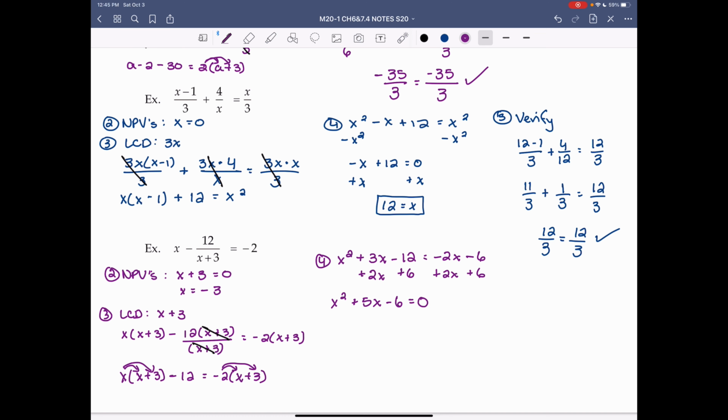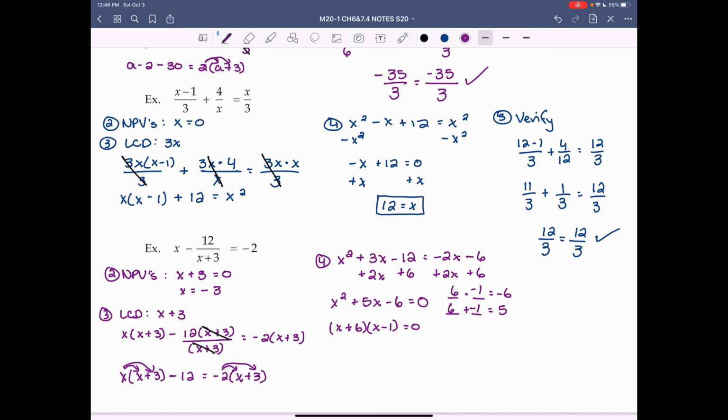Then we want to solve this by factoring or quadratic formula. I'm going to factor this. I want two numbers that multiply to -6 and add to 5. One has to be negative, one has to be positive. 6, -1. Those multiply to -6 and add to positive 5. x plus 6, x minus 1 equals 0.